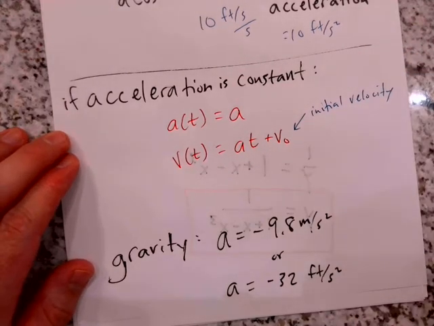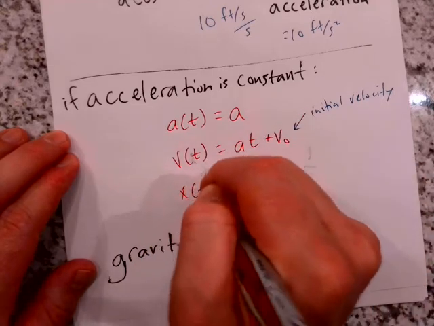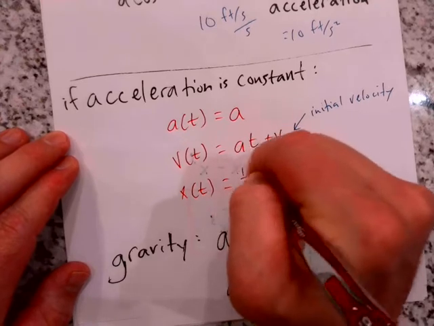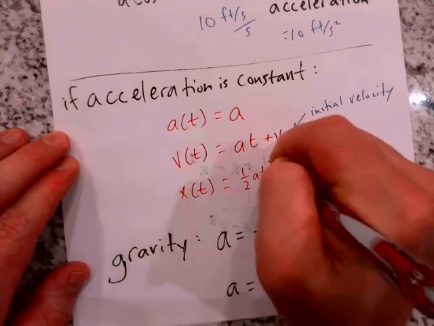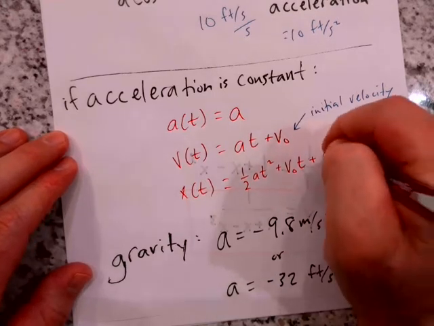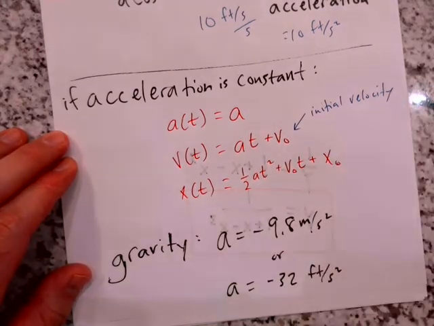And to find your function for position, you would integrate that. So at integrates to 1/2 at squared, v naught integrates to v naught t, plus the constant, which in this case is x naught. That is your initial position.